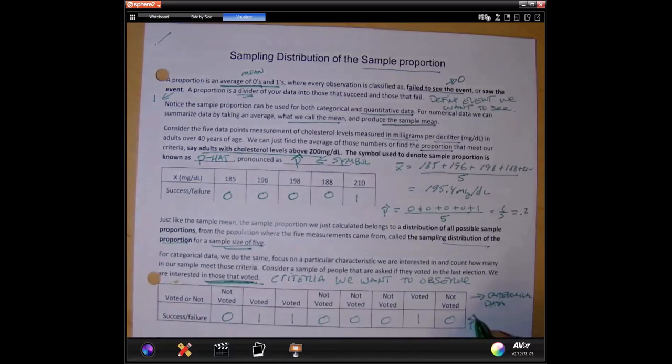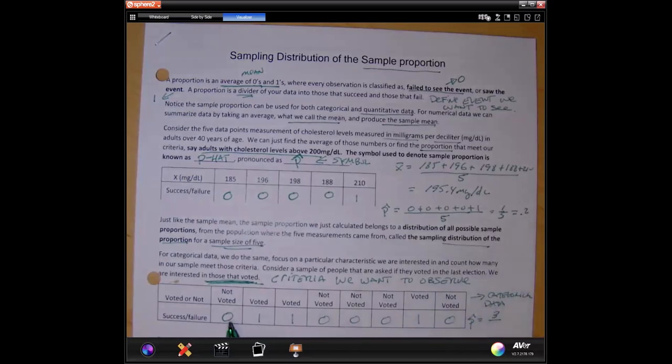What's p hat in this case? Well, I could do exactly what I did here, add the zeros and ones and divide by the total, but that's not the way we normally do it in real life, because the zeros don't add up to anything. We just count how many successes there were. 1, 2, 3.